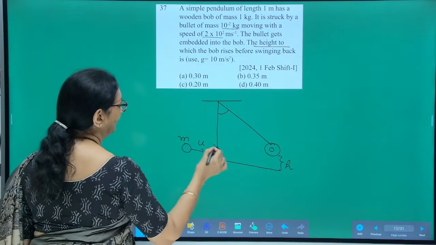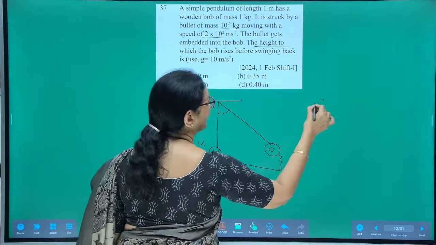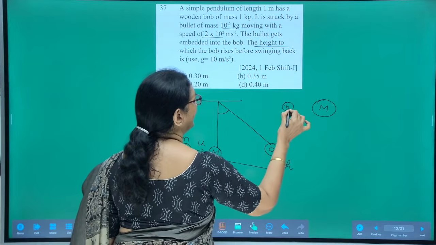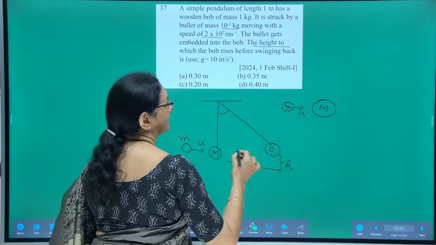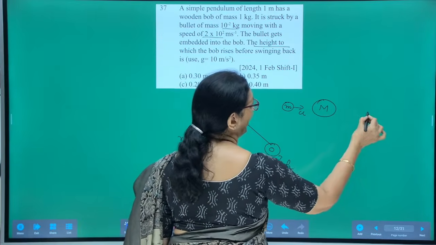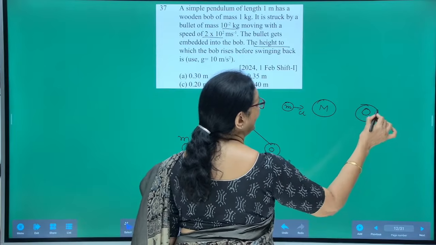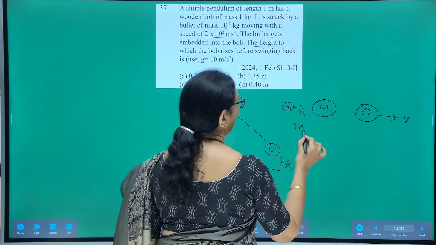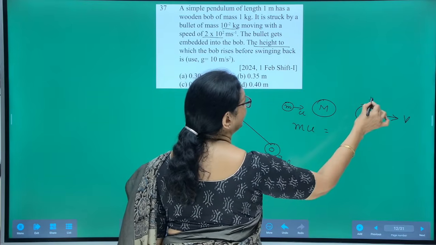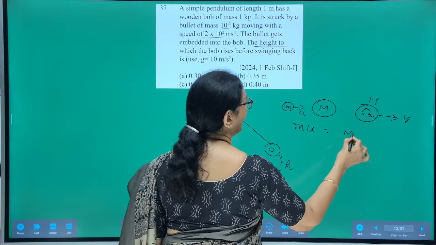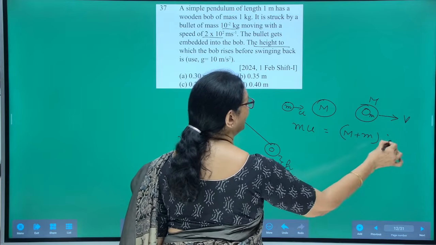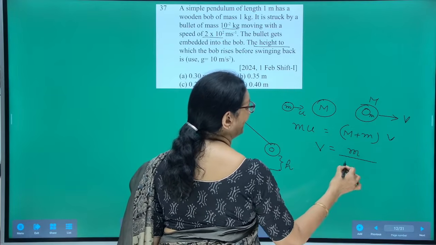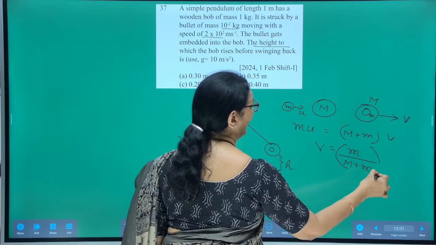Look here, if you apply the law of conservation of momentum, this is the bob of the pendulum at rest. This is a bullet of mass m moving with a velocity u. On hitting the bob, the bullet is embedded in the block, and they move with a common velocity v. Then mu is equal to, total mass becomes m plus M, into v, from which v is equal to m by m plus M into u.